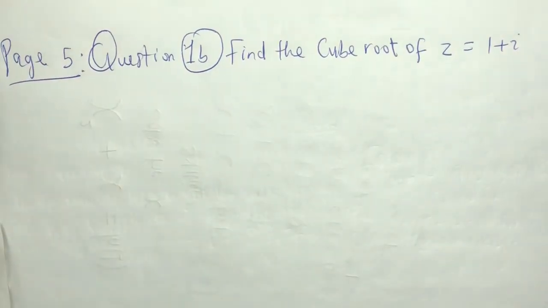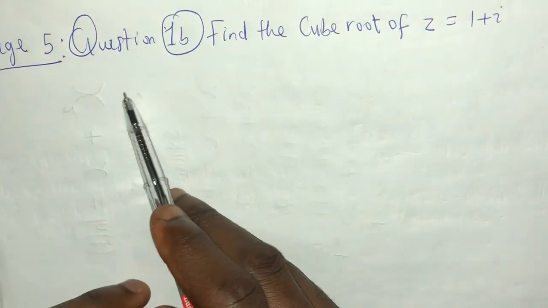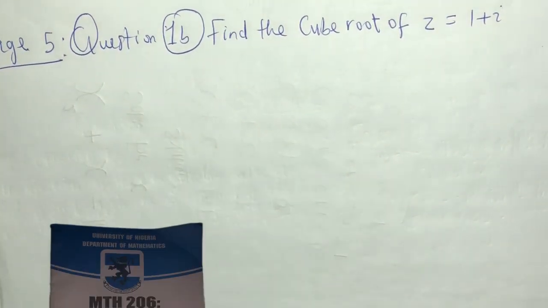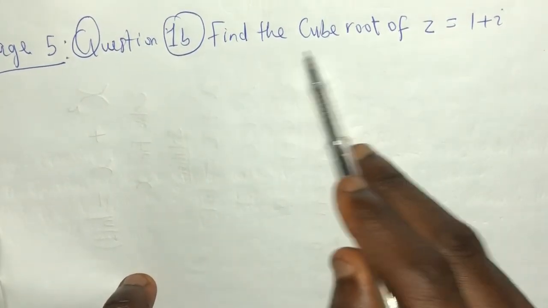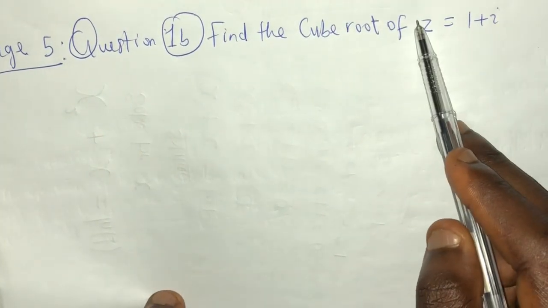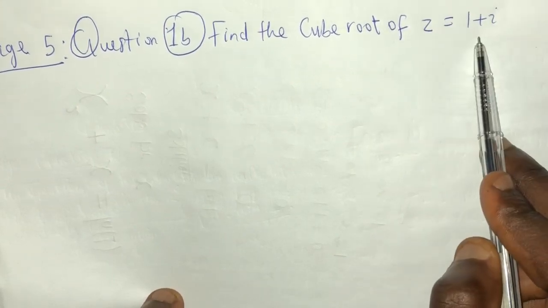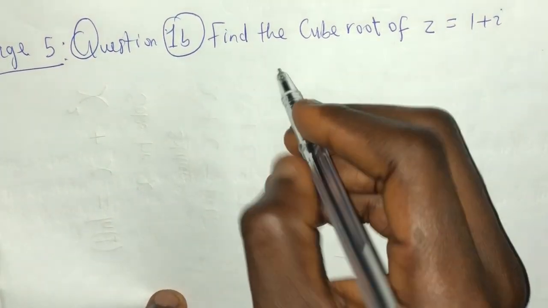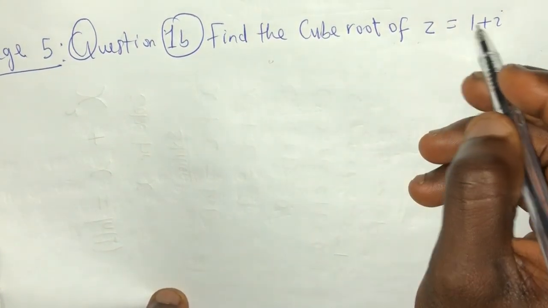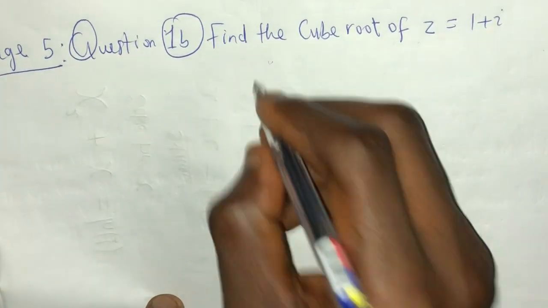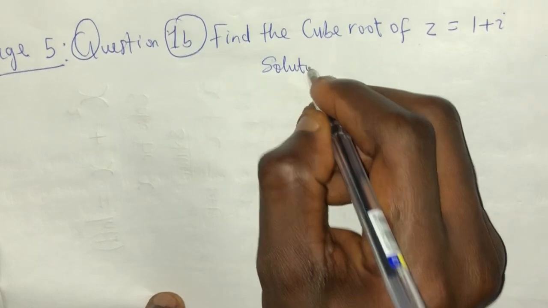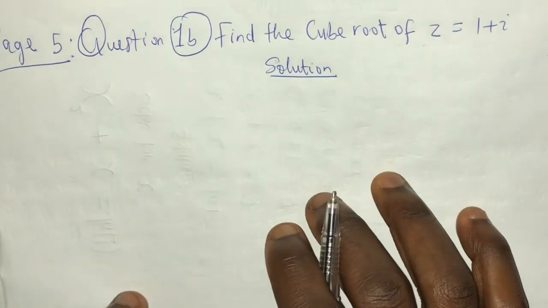This is on page 5. For those of you who are in the University of Nigeria, Nsukka, check your continuous assessment. Go to page 5, question 1b. They say find the cube root of this function, this function of a complex number, z is equal to 1 plus i. We're asked to find the cube root. I know what cube root is. Let's write our solution and get straight to the question.